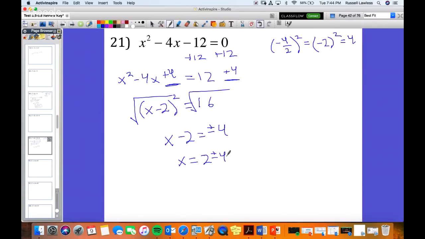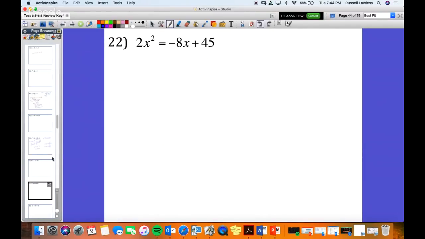Now, this is not simplified. We got to simplify it. So I'm going to look at x is equal to 2 plus 4, which is 6. And then x is equal to 2 minus 4, which is negative 2. This is my final answer. Is 6 and negative 2. Now, you could do this by simply factoring, but not in the case.